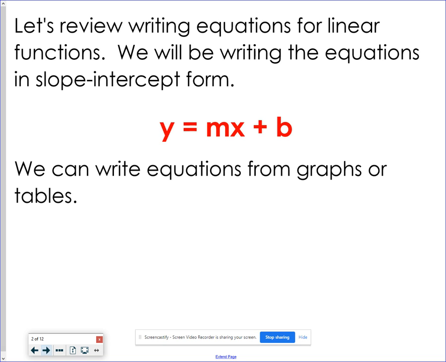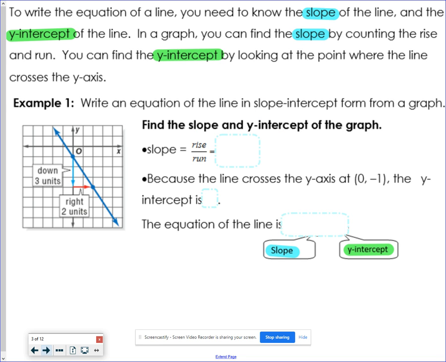So when we're doing this, we are writing equations and it's going to be in slope-intercept form, and we have done a lot of that already recently and from a long time ago. So we're going to be writing equations from graphs and from tables and sometimes from other situations as well. You've seen these exact slides before. So to write the equation of a line, you need to know the slope and the y-intercept.